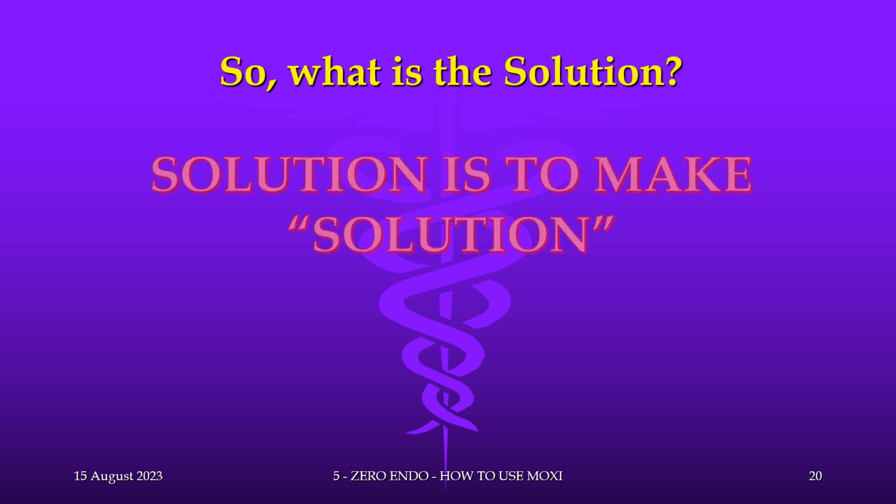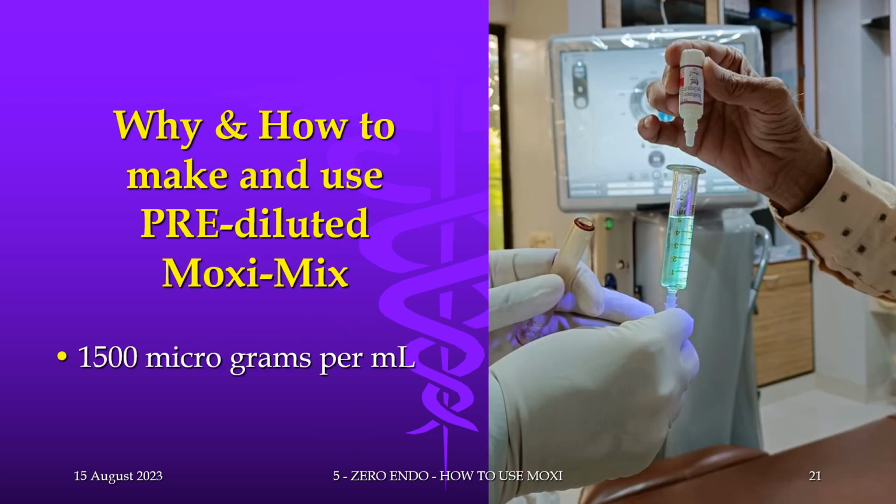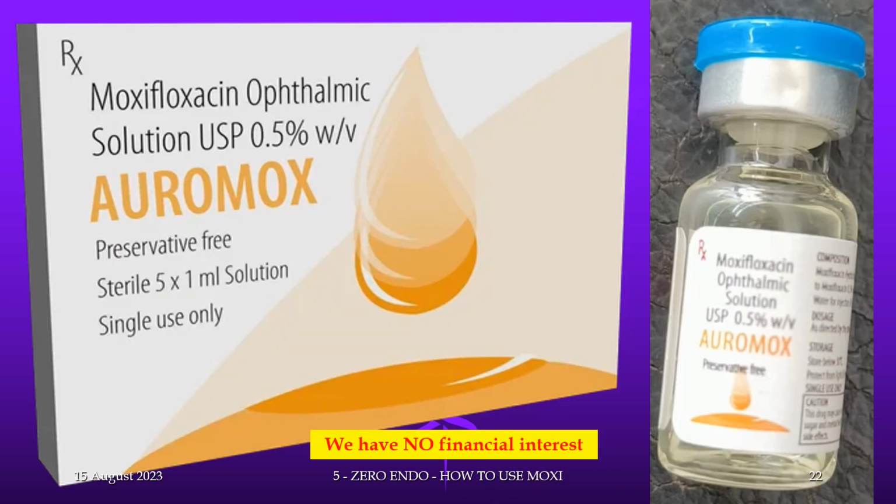Well, the solution is to make a solution, a diluted solution of moxifloxacin. So we have to carefully understand and learn why and how to make and use pre-diluted Moxi mix in 1500 micrograms per ml concentration. Fortunately for us, in India and India's allied countries, Oromox 0.5% injection from Orolab is available as 1 ml vials, which is an Indian FDA approved preservative-free ophthalmic solution approved for intraocular use.